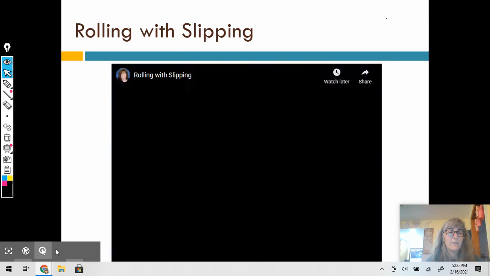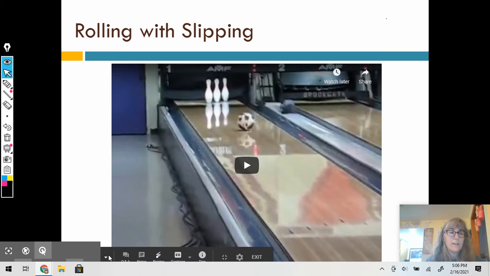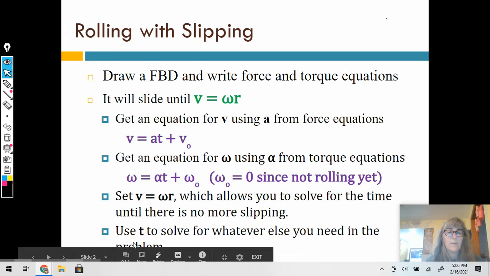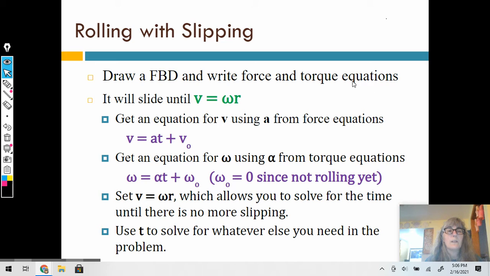And there you go. And so you can see that it is sliding and then rolling. So now what we're going to do is take a look at how you deal with calculating that and what it is you're actually going to calculate if you have to calculate that.